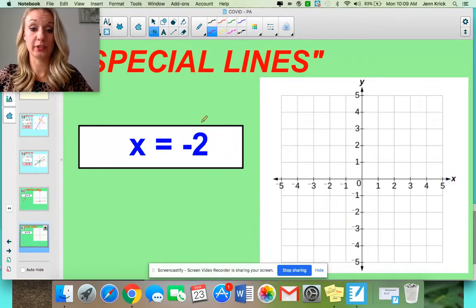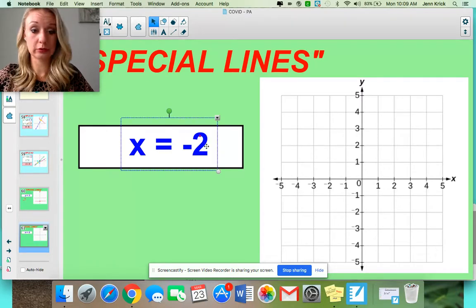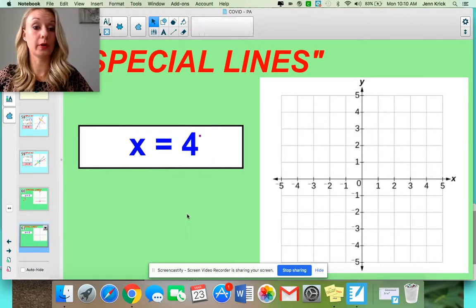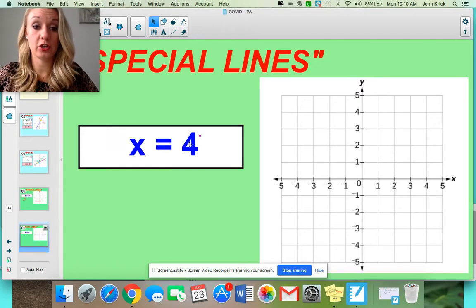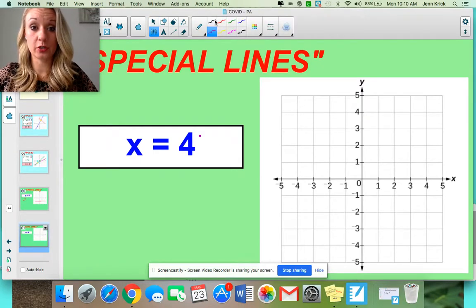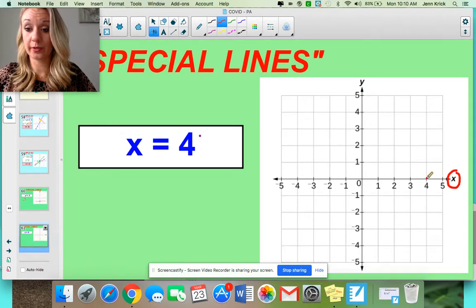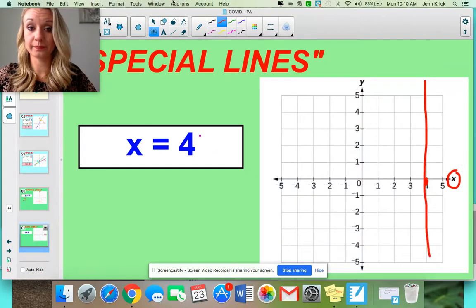Let me show you one more time. Let's say that x equals, how about x equals 4? So if you were given the equation x equals 4, what you're going to do is you're going to come over to your x-axis, find where it equals 4, put your point there, and then you're going to drop a vertical line going down.